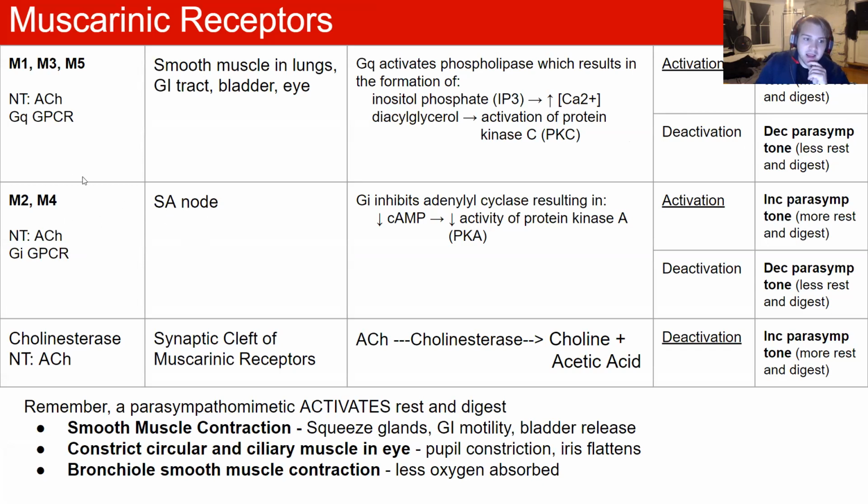All right. M2, M4, big effects on the SA node. What I didn't put here, what should be here, is smooth muscle around the lungs. And because they're Gi coupled receptors, they're going to be decreasing cAMP, which is going to decrease the activity of PKA. And again, if you activate M2, M4, even though it's Gi linked, you're still increasing the parasympathetic tone. So don't get these confused. It's just because one's excitatory, the other's inhibitory. If you're activating them, you're causing more parasympathetic tone.